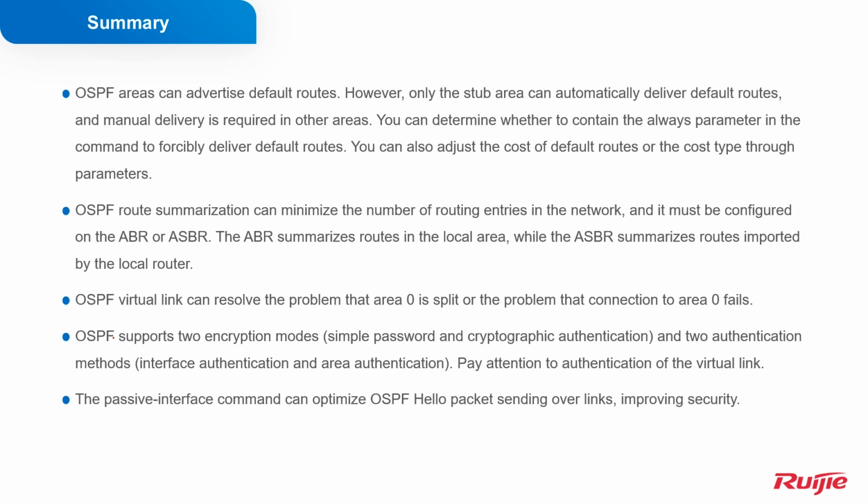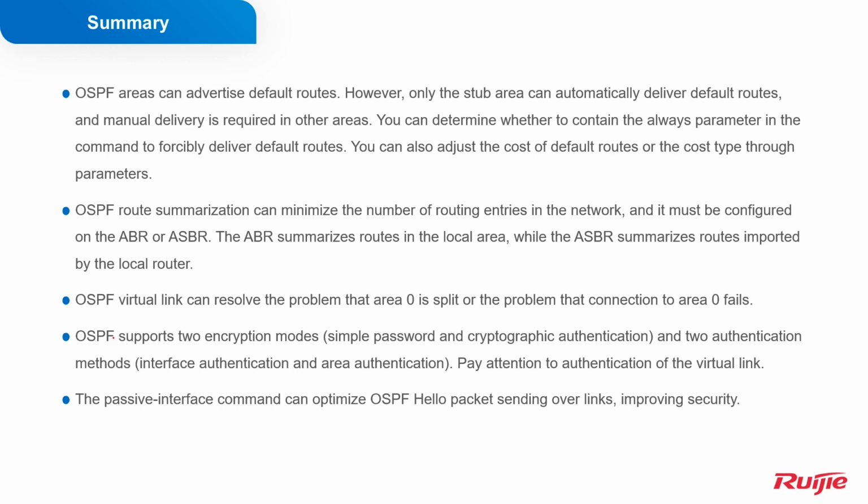For authentication, we have two methods: the interface authentication, and second, the area authentication. For the different methods, we have encryption modes: simple password and cryptographic authentication. For the different methods, we have to keep the parameters the same on the two routers. For the neighbor relationship between two routers, if we set the authentication type on one router, we have to keep the parameter the same on the other router. If we set the password on one router, we have to keep the password the same on the other router. So this is the authentication.